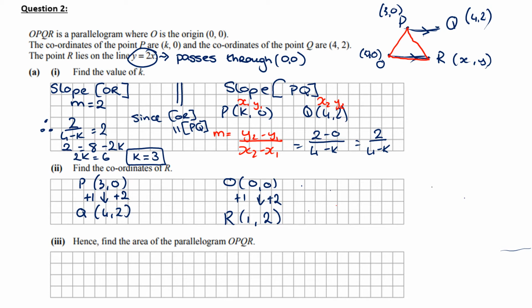So if I work out the area of the triangle OPR, I can then multiply it by 2 because the triangle on the other side will be the same. So I can use my formula here, which is a half. Now let's get all of these set up. My origin is (0, 0), I don't need that. P is (3, 0), and R is (1, 2).